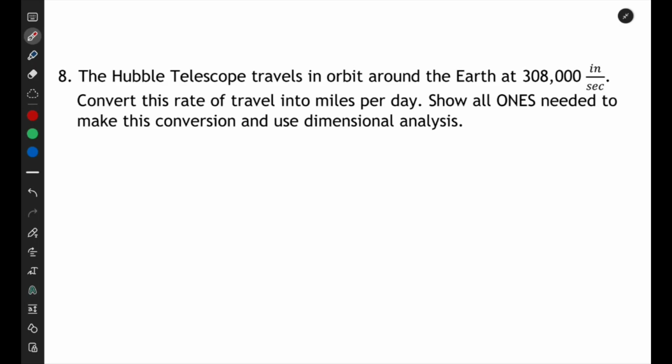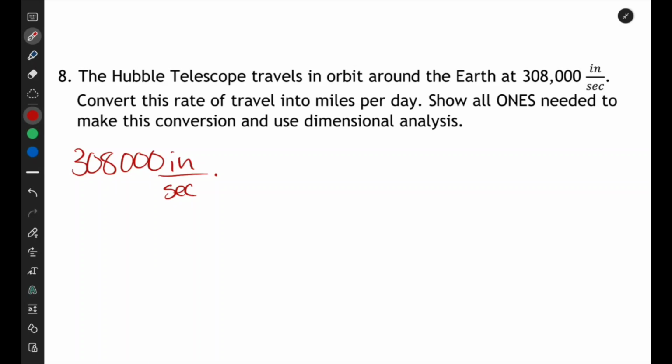It says show all ones needed to make this conversion and use the technique we've discussed in class, dimensional analysis. So this is a good chance to just go through this. I've got this large number, 308,000, and that is inches per each second. I'm going to have to do this twice, once for time and once for distance. I'm going to do it for the time first.